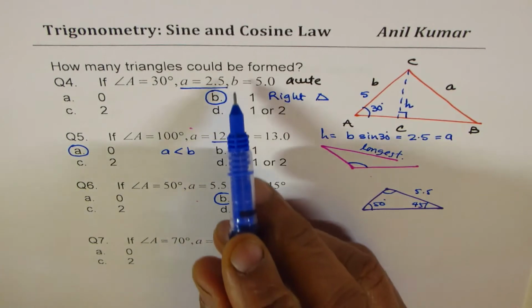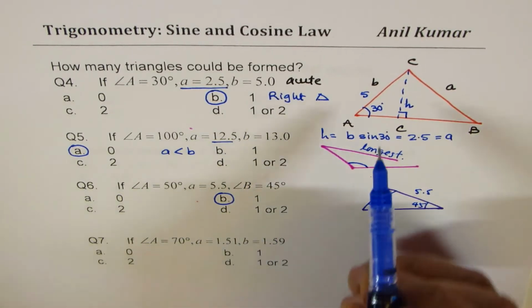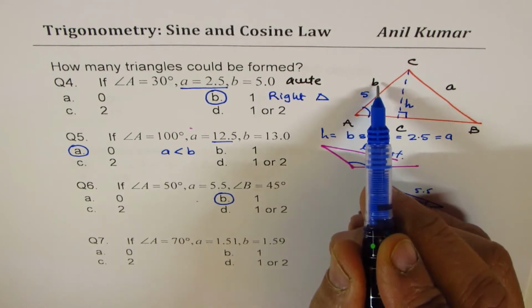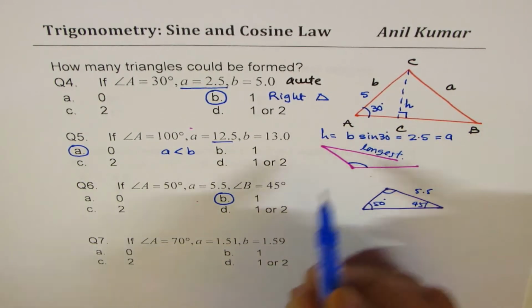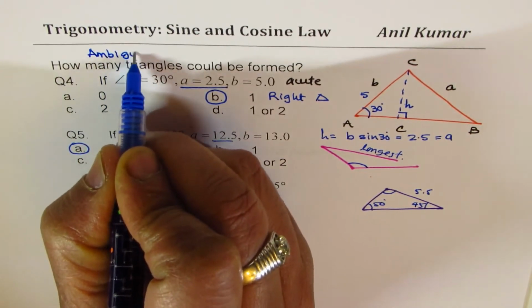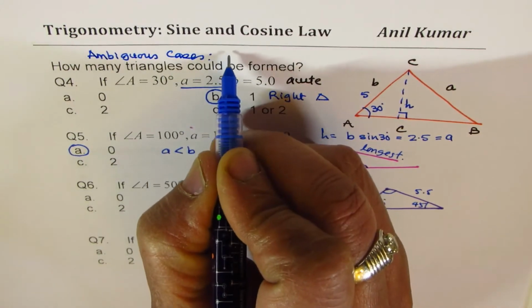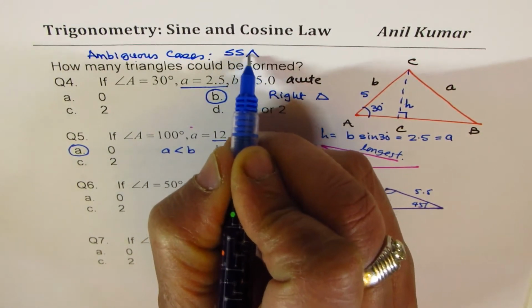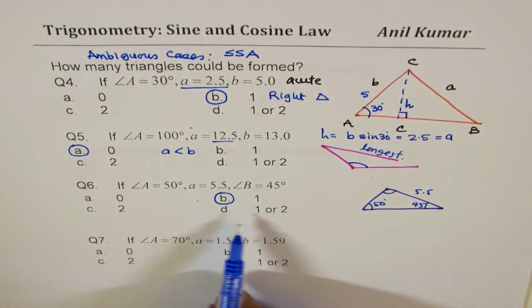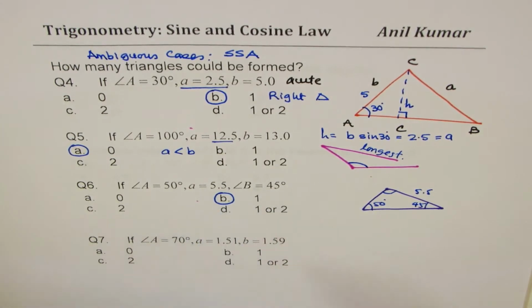Remember, ambiguous cases are only there when we are given two sides and an angle. So remember that ambiguous cases are only when we are given two sides and an angle, right? Otherwise, these are all fixed cases, no hanky-panky about it, correct?